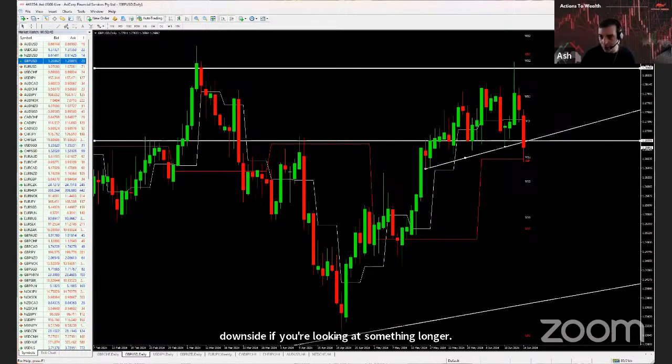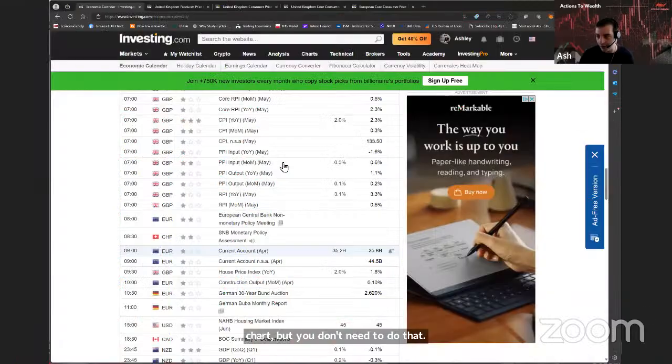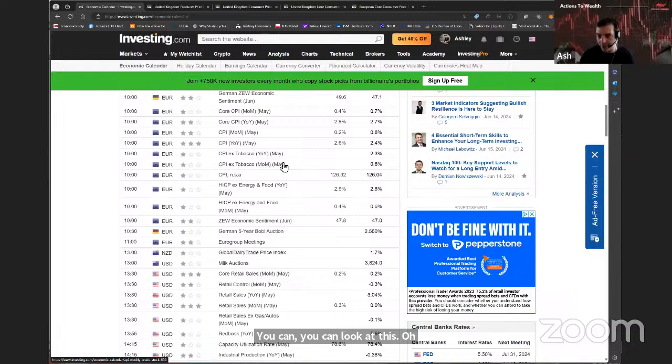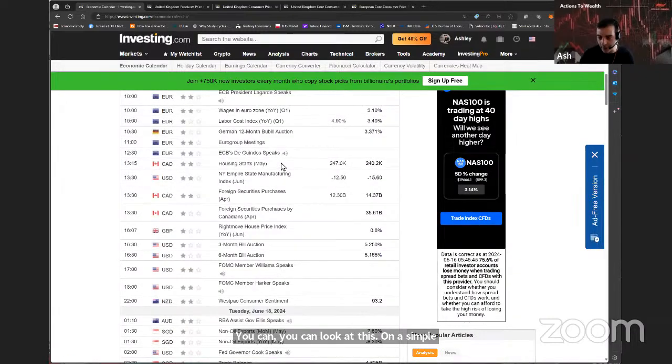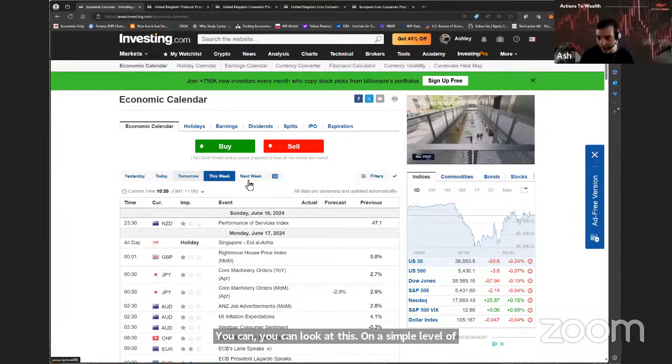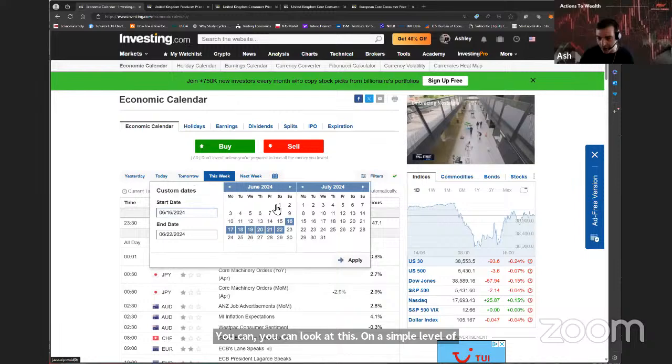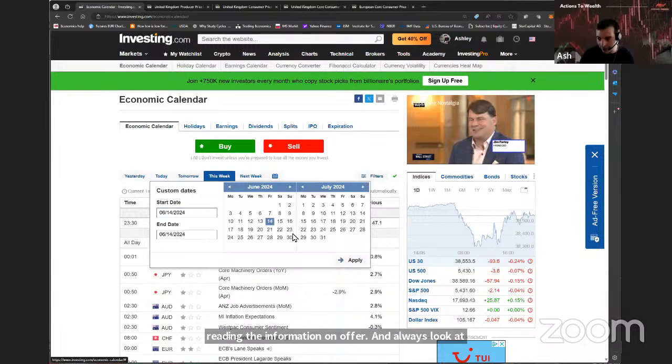Now, if we look at the COT data, I've made my own COT charts, but you don't need to do that. You can look at this on a simple level of reading the information on offer, and always look at Friday because that's when the COT data is released.